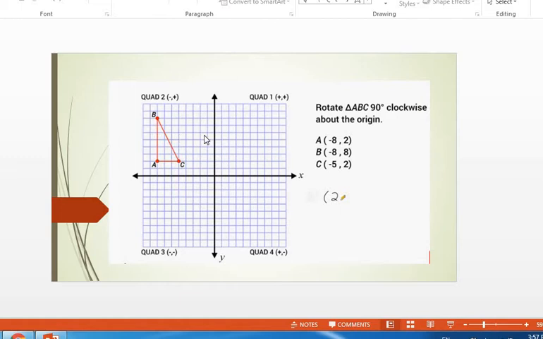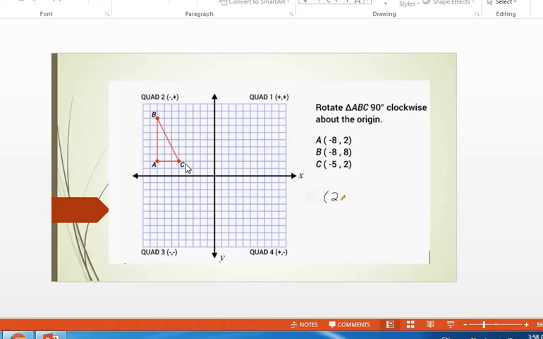Moving to letter B, I want to know the ordered pair. I move on the X-axis first. It will also be negative 8, and I go up until I reach this point. This will be 8, not negative 8. If I count from here to here, I find that it is 8. So B is (-8, 8).